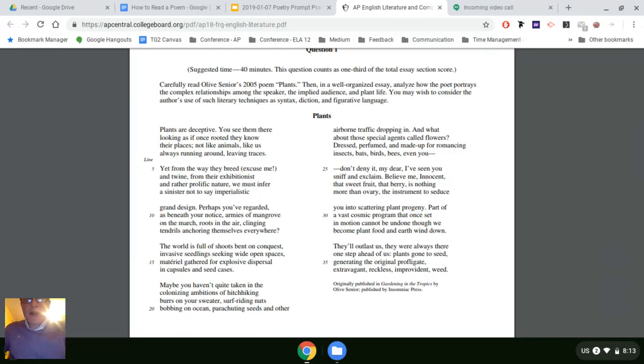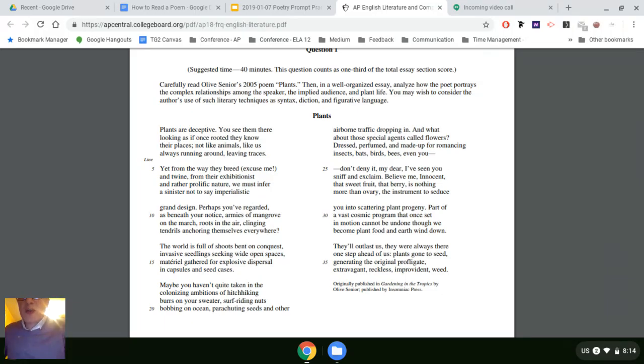Perhaps you've regarded them as armies of mangrove on the march, rooted in the air, clinging tender cells everywhere. The world is full of shoots on conquest, invasive seedlings seeking wide open spaces, material for explosive dispersal in capsules and seed cases. Maybe you haven't quite ambitions of hitchhiking, birds on your sweater, surf riding, nuts bobbing on the ocean, parachuting seeds, and other air traffic dropping in.